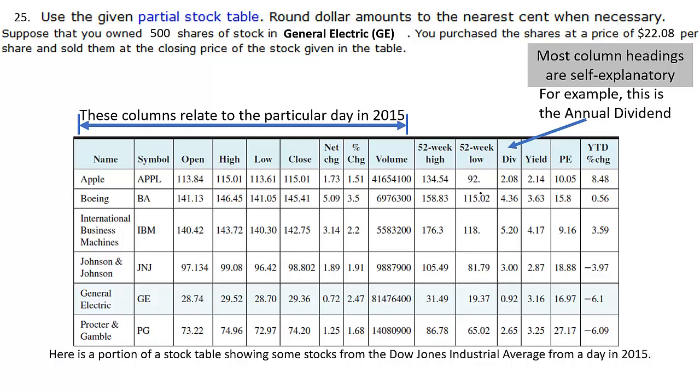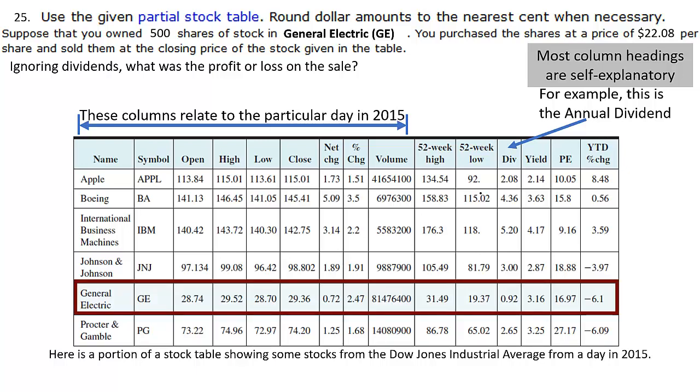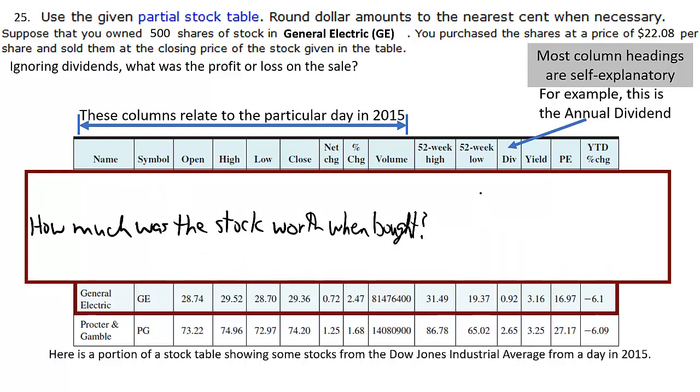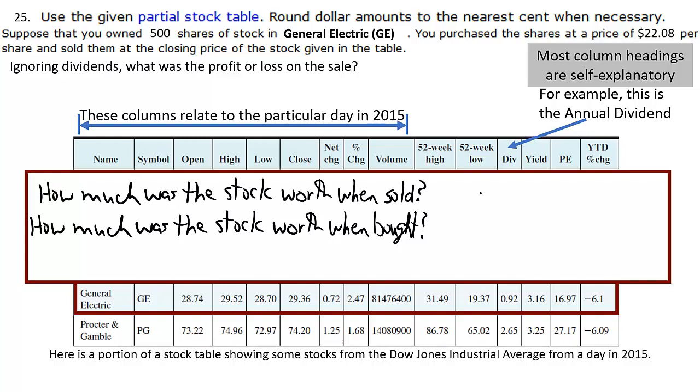Those first few columns relate to the particular day in 2015. Most of the columns after that are not specific to a particular day. But what you need out of this is the information required to answer the question. And the question they're asking is, if you ignore the dividends, what is the profit or loss on the sale? Well, if they're asking about profit and loss on the sale, and they're asking about General Electric in particular, you're only interested in the next to the last row of the table, which is the GE row. So in order to answer this question, you have to know how much the stock was worth when it was bought, and you have to know how much the stock was worth when it's sold. And the difference between those two numbers is your profit or your loss.